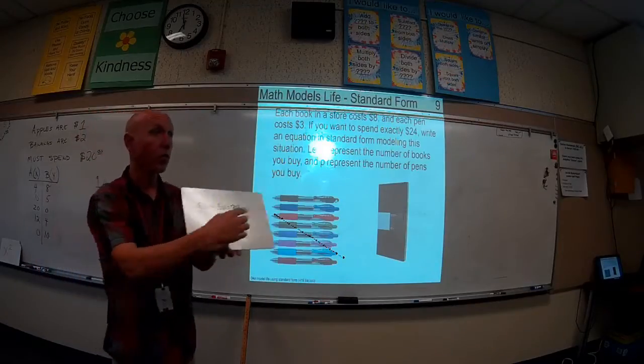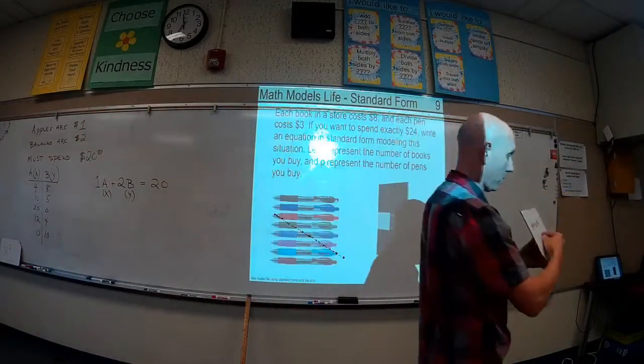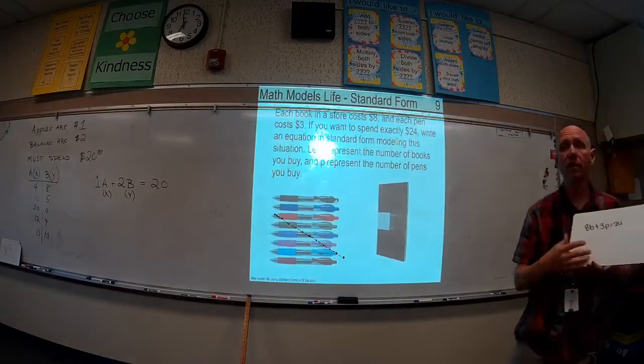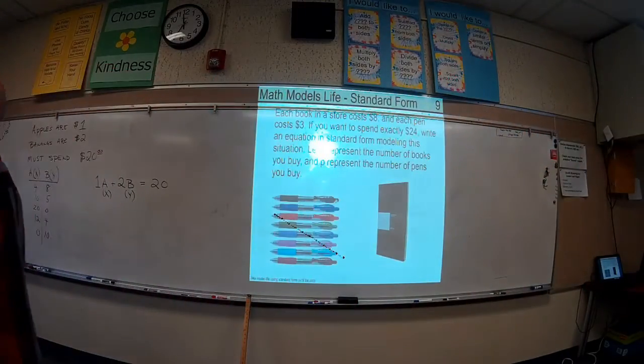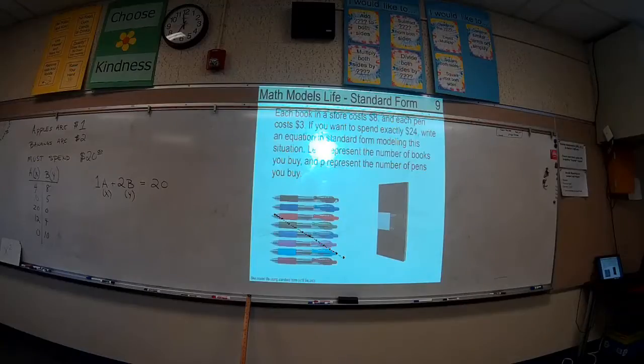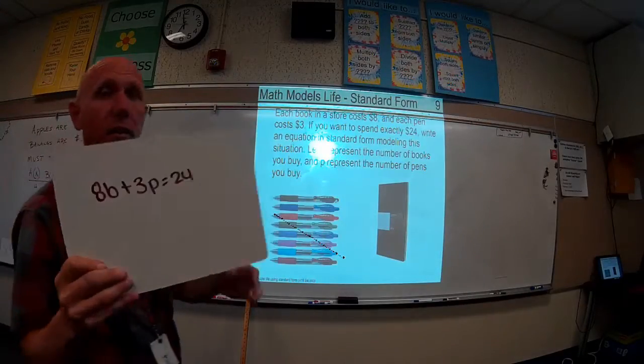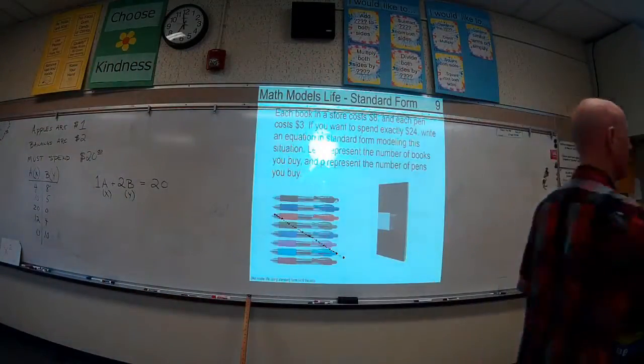What does the 3p represent, Jackson? The cost of all the pens. And what does the 24 represent, Miranda? Yeah, the total cost that you spent on pens and books. Good. Next one.